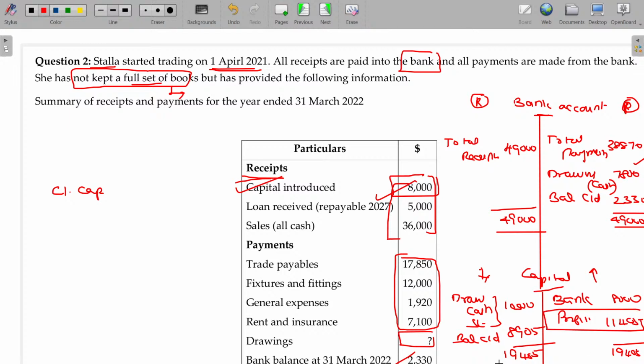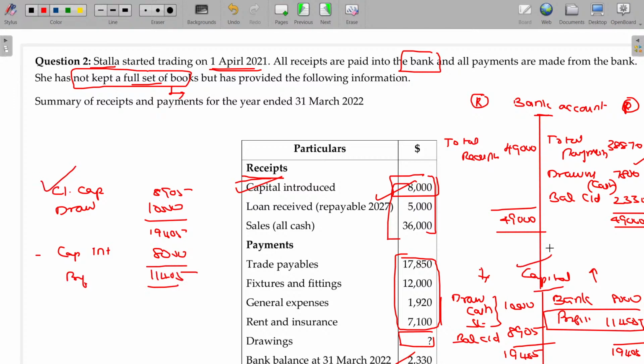In the question note, they have clearly stated in the marks sheet: accept alternate format. Any format you can accept. So you just see closing capital being 8,905. Drawings will be added to that, 10,500, minus 19,405. Initial capital or capital introduced can be subtracted, which is 8,000 rupees. Finally, you get the profit 11,405. This is the profit. This is also a method. You can follow your own method.